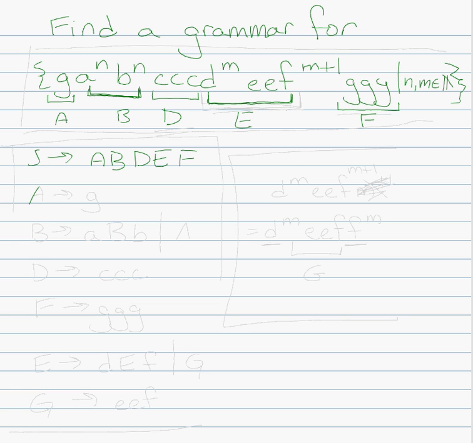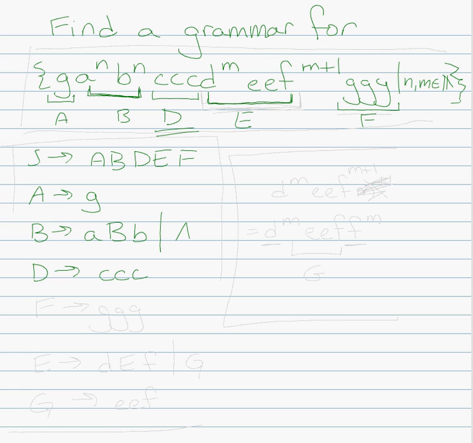A is easy. A is just going to go to the letter g. B is going to be one of these a^n b^n's, so we need to grow it out from the middle. So we're going to say B goes to little a, big B, little b, or a lambda. My D part is really easy, right? My D part is just 3 c's in a row.